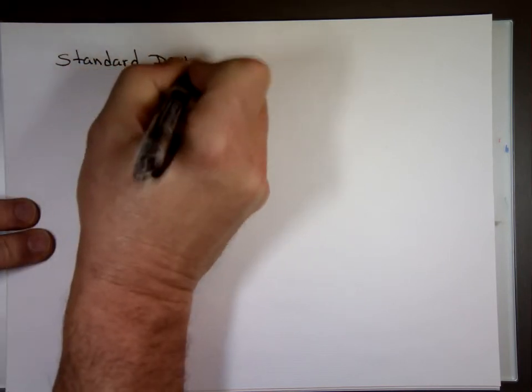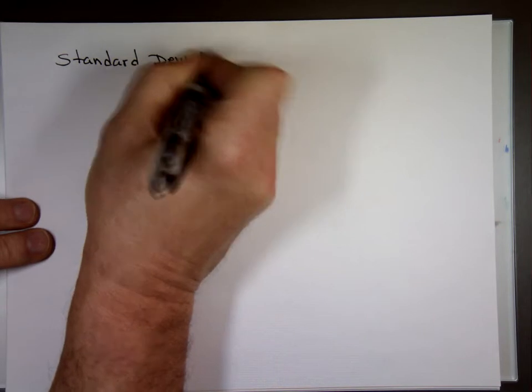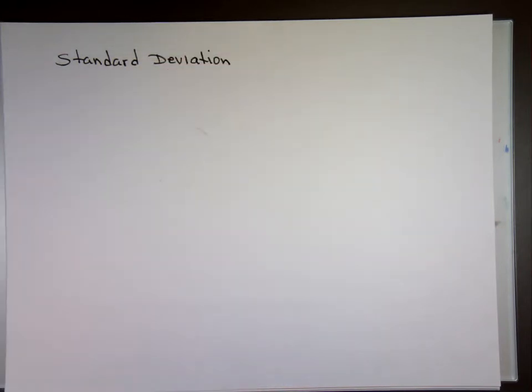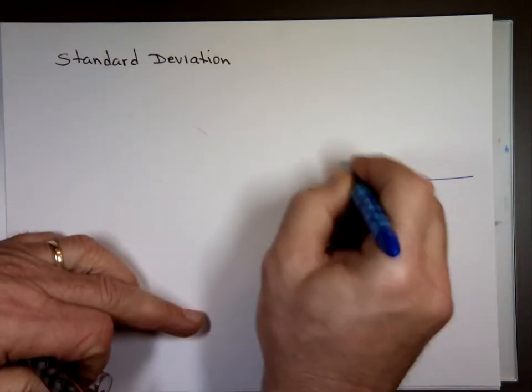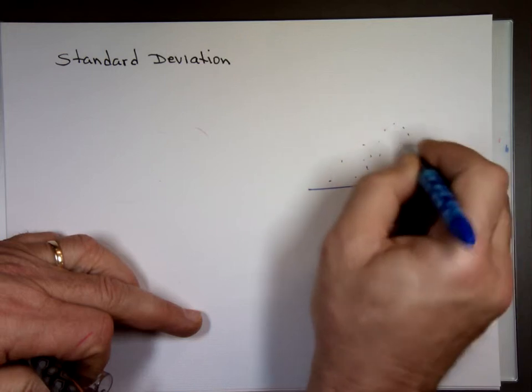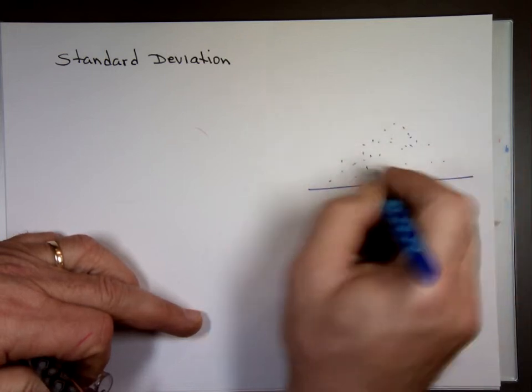Now, standard deviation. What the standard deviation tells us is how far the values are from the average. If I do an experiment the right way, my results should have a normal distribution. Meaning what? If I plot the values, they should look like this. It looks like a bell shape.